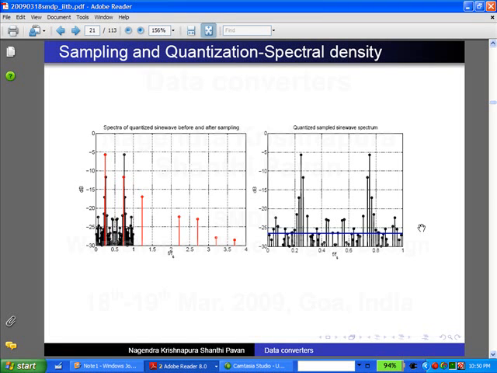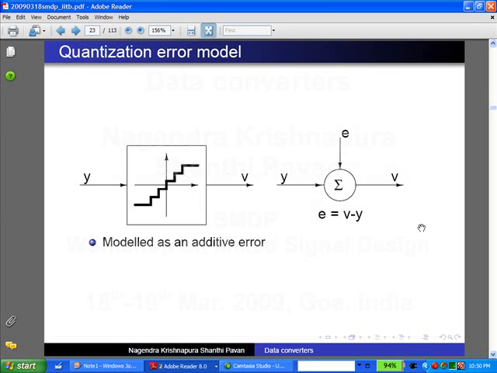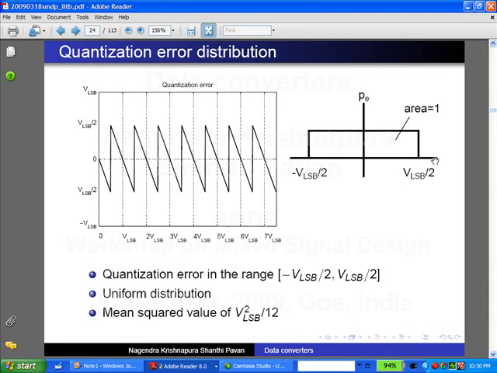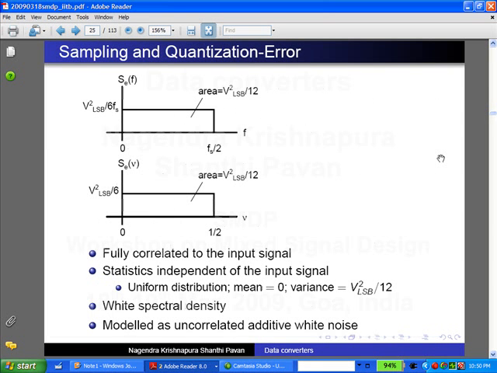Is this clear? The two are completely different. This says how it is distributed over amplitudes. This says how it is distributed over frequencies. So it is distributed uniformly over frequencies. This is an assumption. And because of this, we can think of quantization error as some kind of white noise.